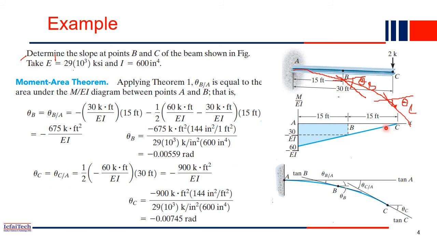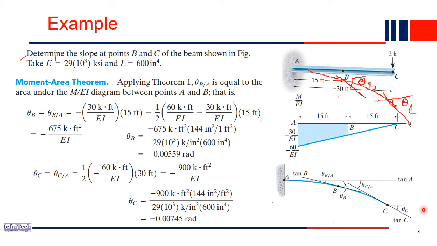So theta C will be simply the area under the entire triangle, because we are finding the slope between A and C. That means, in the M by EI diagram, how much is the area of this entire triangle? Half into base, which is 30, into height, which is minus 60 by EI. So this is the entire area of this triangle. From here you get the value of theta C.